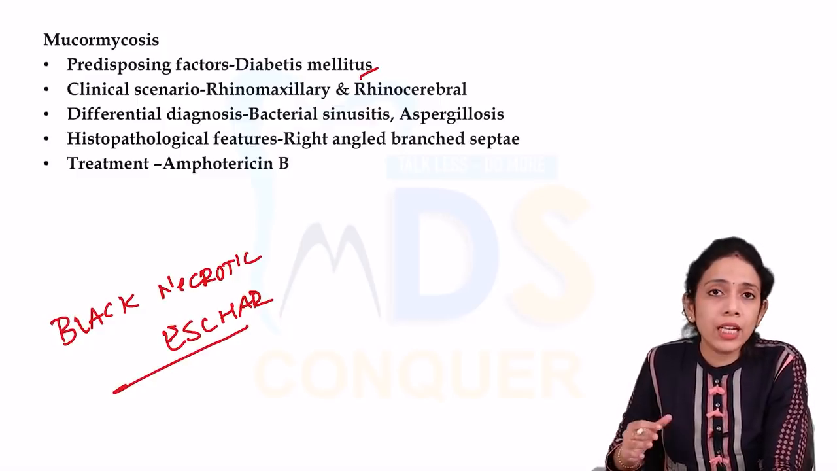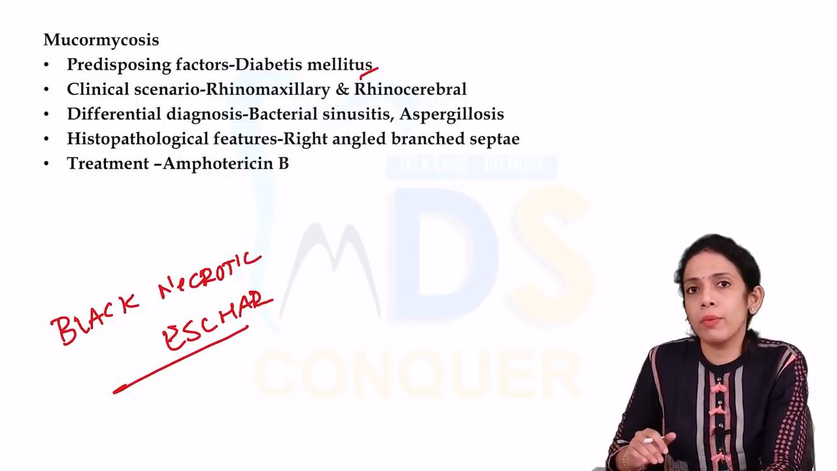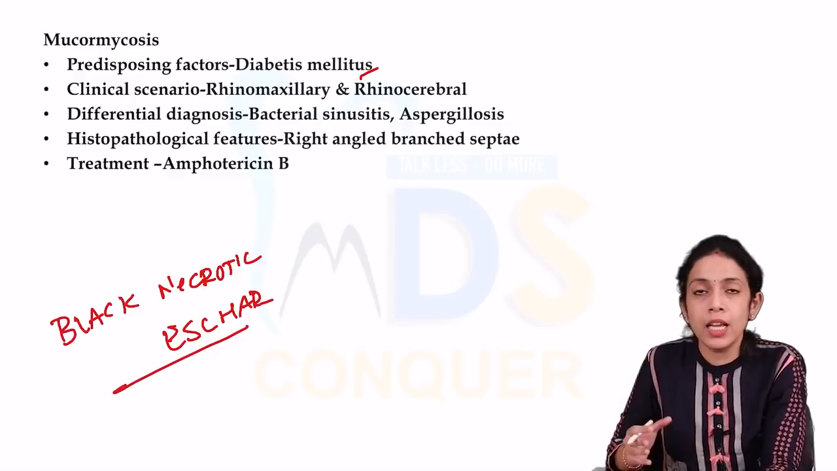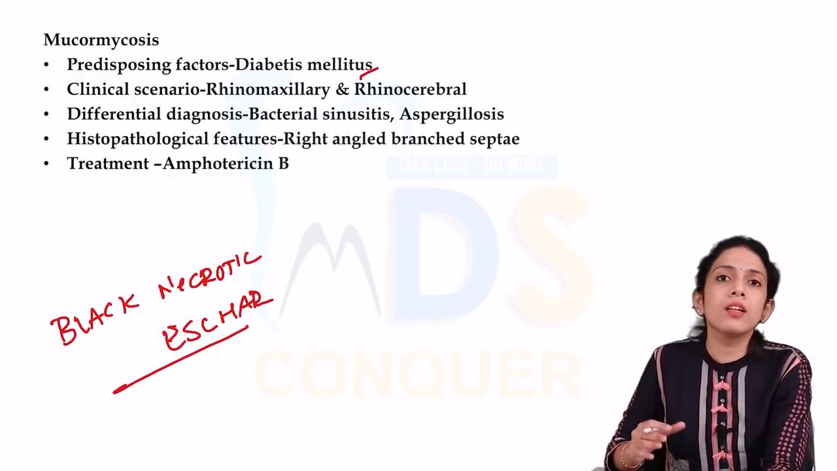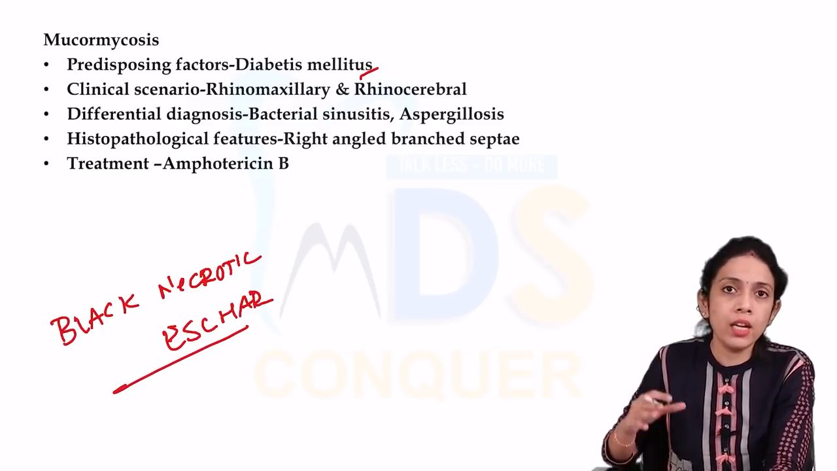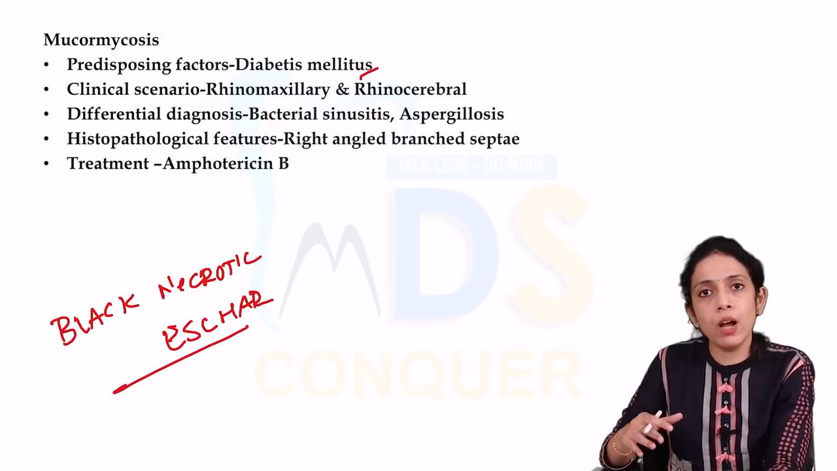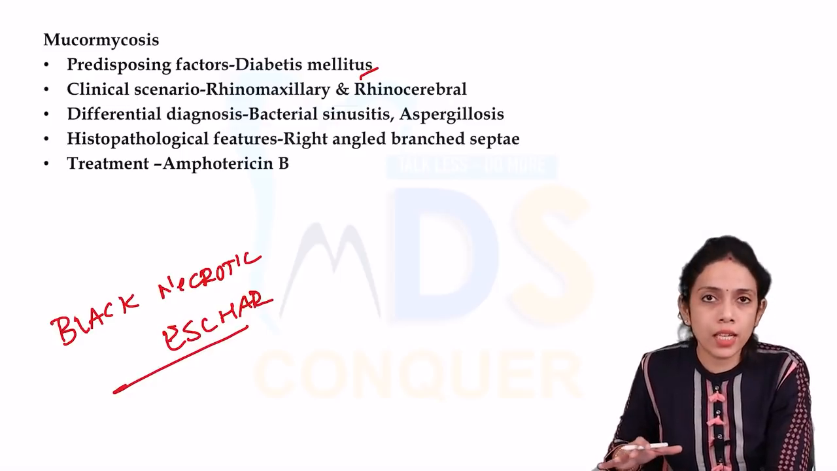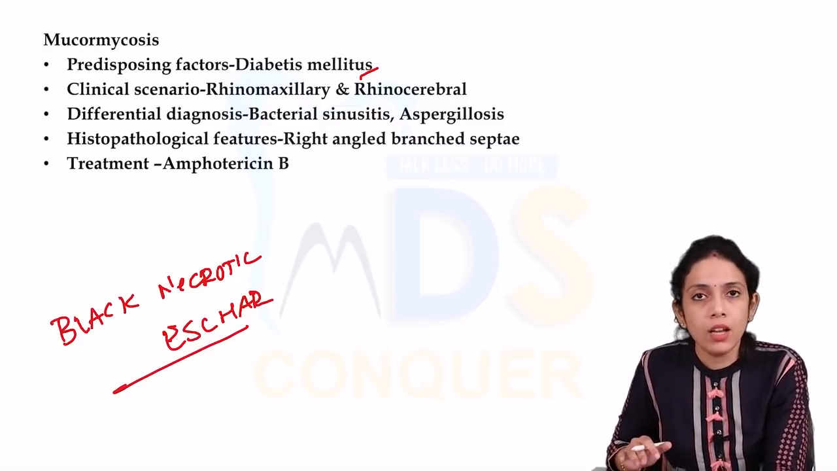Okay, and even after causing the necrosis, this mucormycosis will not remain quiet. It will invade deep into the surrounding tissue, even in the devitalized tissue. So it grows in the devitalized tissue and it invades the surrounding tissue. It is so fatal, right?